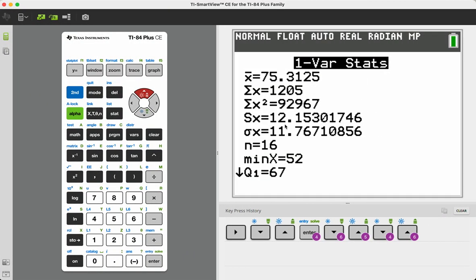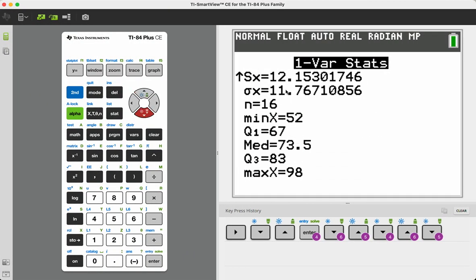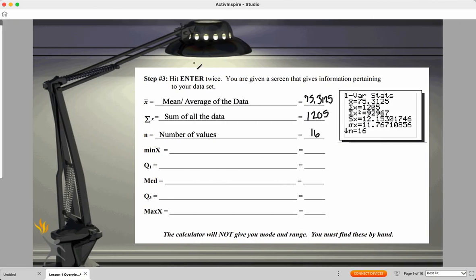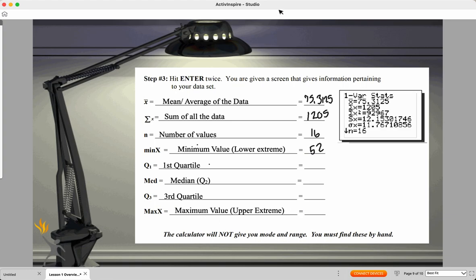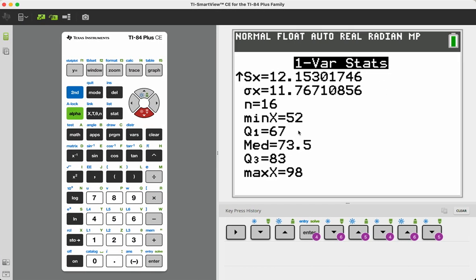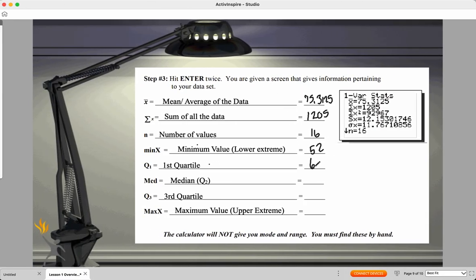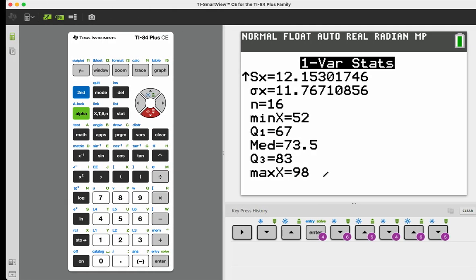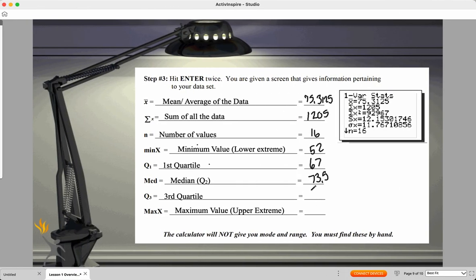I'm going to jump back over, and you can see I've got all these other data points down here: minimum x, Q1, median, Q3, and max. So that's all our last little pieces. Our minimum value on this data is 52. Then we have our Q1, our median, our Q3, and our maximum value. These are all pieces of data I can pull right here: 67, 73.5, and my calculator does all this math for me, which I love, 83 and 98.